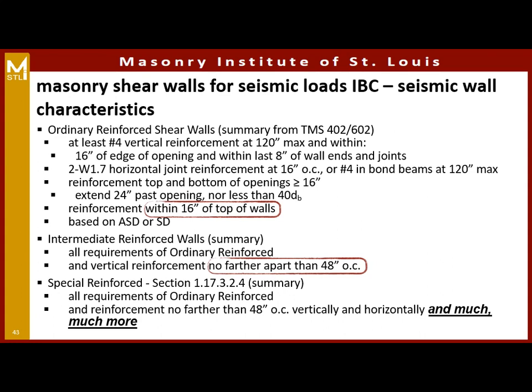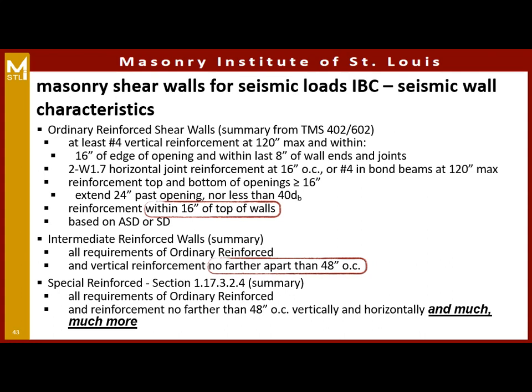You can see the requirements for our ordinary walls. Bar size is at least a number 4 vertical, 120 inches max. We need them near the edges of our openings and at the ends of our walls and at joints. It explains our horizontal reinforcing requirement. You can see that reinforcing is required within 16 inches of the top of walls. So for that, we would not need a bond beam in that top course. It could be one below that. And this is based on ASD or strength design.